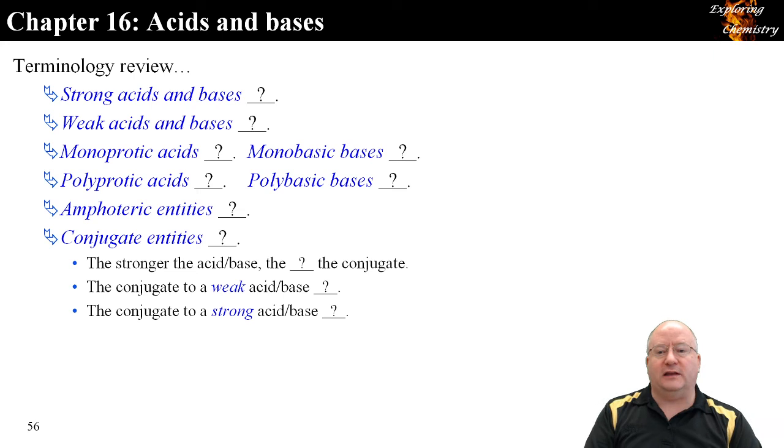So when we look at this next set, the stronger the acid or base, it's a one-word answer, the blank, the conjugate. The stronger the acid or base, the blank, the conjugate. Weaker. Good. Now the next one is slightly more challenging. What is the conjugate to a weak acid or base, and what is the conjugate to a strong acid or base?